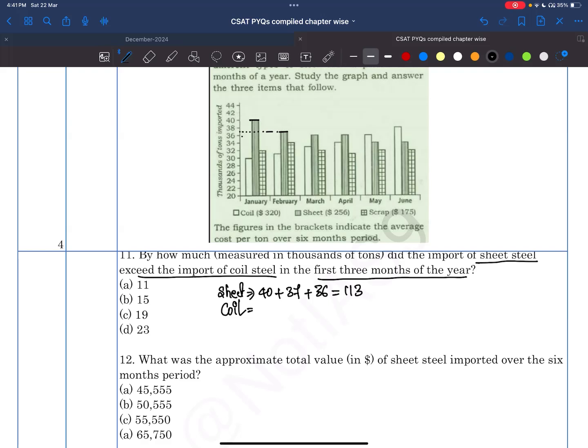Now, the coil strip. Okay. What is the coil strip? First month it is 30. Second month is somewhere between 30 and 32, that is 31. And in the next month it is 31. Okay. What is the coil strip total? 30 plus 31 plus 33. It's 94. Okay. What is it asking? How much did the import of sheet steel exceed the import of coil steel? That means the difference between these two. It is 113 minus 94. It is 19,000 tons. Okay. Answer is C.